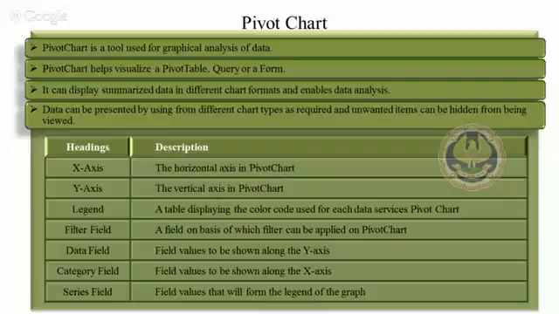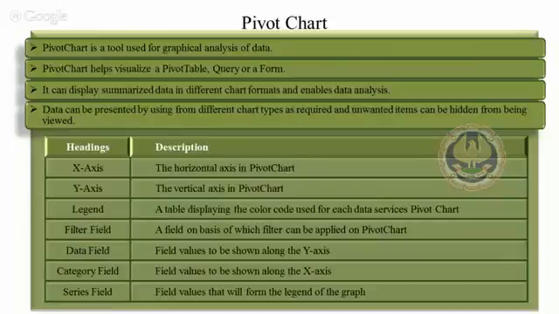It can display summarized data in different chart formats and enables data analysis. Yes, the best part about the pivot chart is it allows us to change its type also. Data can be presented by using different chart types as required, and unwanted items can be hidden from being viewed. So if there are any fields which need not be used, they can be dropped.